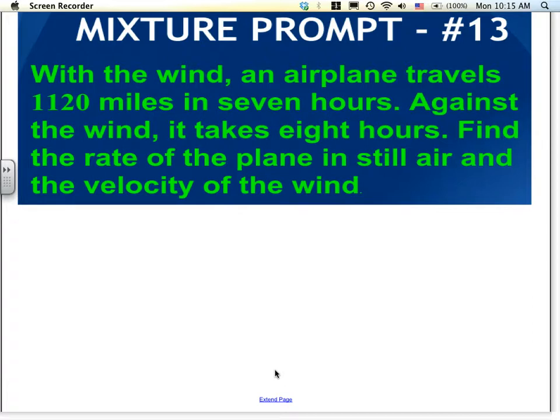It says, with the wind, an airplane travels 1,120 miles in 7 hours. Against the wind, it takes 8 hours. Find the rate of the plane in still air and the velocity of the wind. So clearly you see that with the wind, airplanes tend to speed up, right? Because the wind is helping the airplane. And vice versa, if the plane is flying against the wind, it will slow down because you have to fight against the wind to fly to your destination.